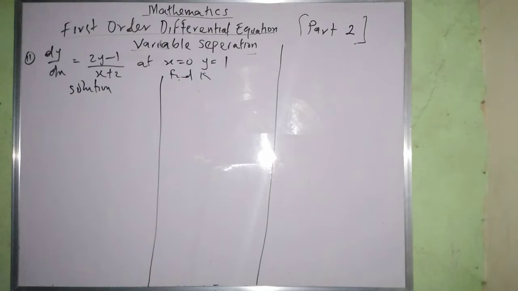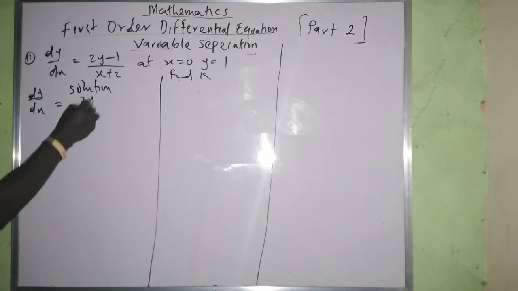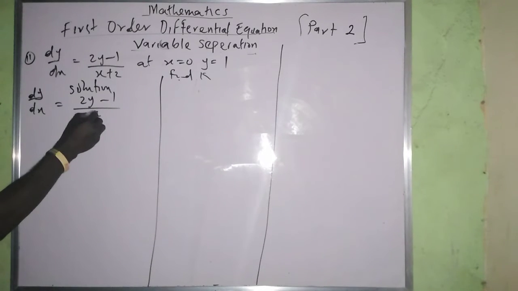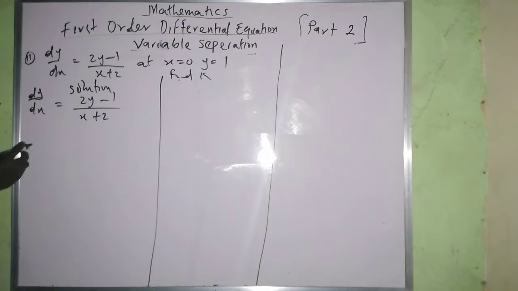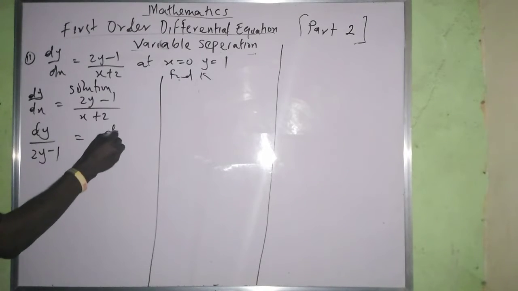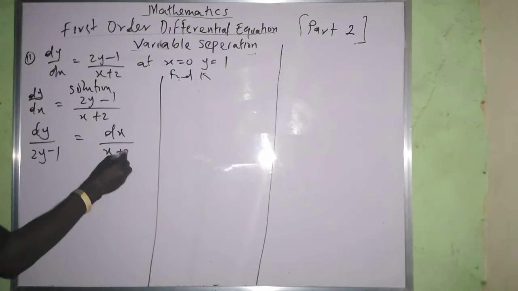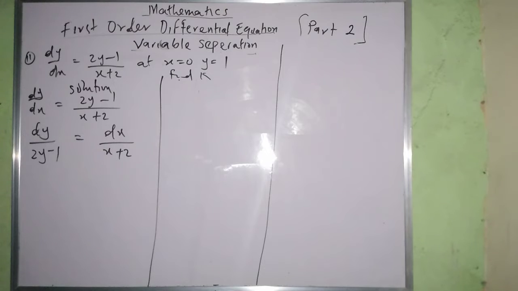Solution. The first thing I will do is that I will have my dy over dx equals 2y minus 1, all over x plus 2. Now, I can say that my dy all over 2y minus 1 equals my dx all over x plus 2. Now, it means I have passed one part to one side.